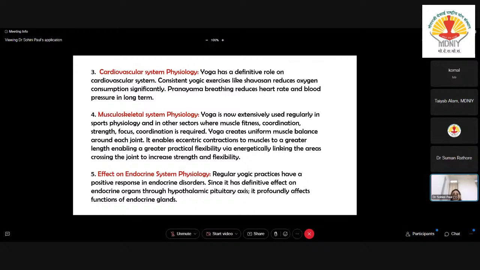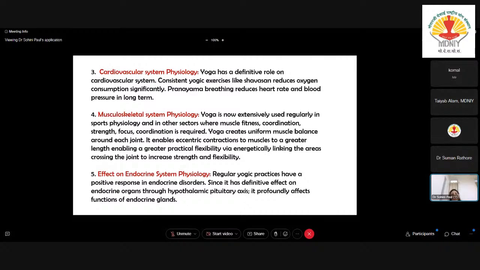Also in the military population and others, where fitness is considered, coordination or strength, focus, whatever it is, you can find yoga's role in it. So overall, the role of yoga is very important, and now it's practiced in an extensive way, and all over the world it's an accepted method of practice.